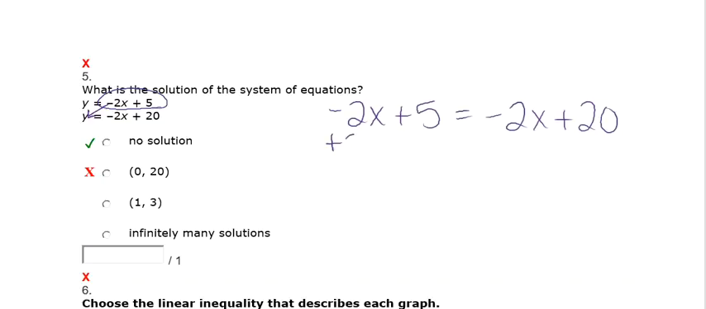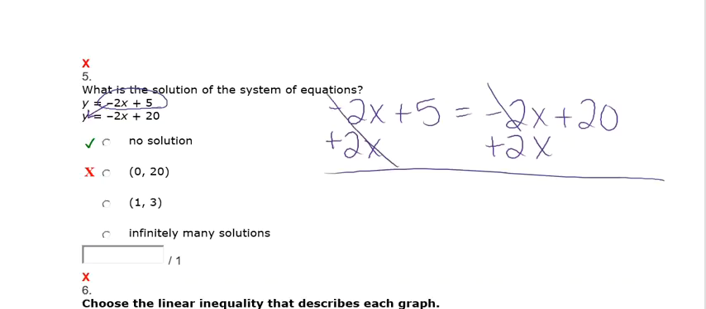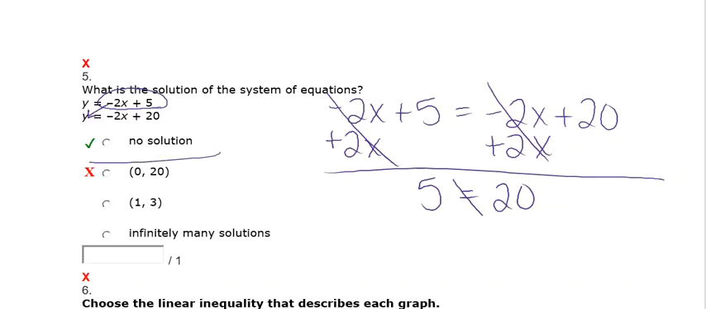Hopefully you can recognize that if I get variables on the same side, adding 2x to both sides, again I lose that variable, similar to the first example I showed. I bring down 5, the equal sign, and the 20, and you can see that this is not a true statement. 5 does not equal 20, so then we say no solution.